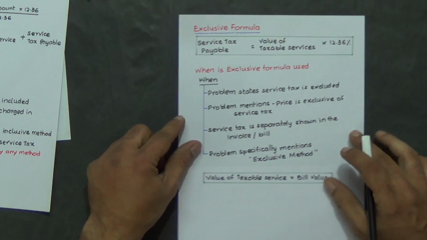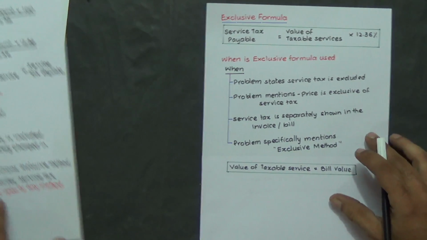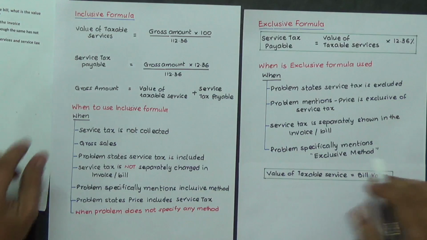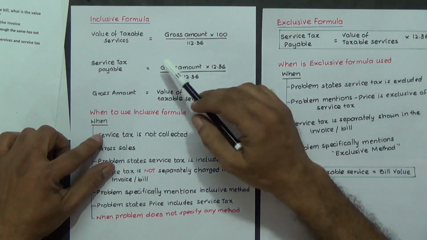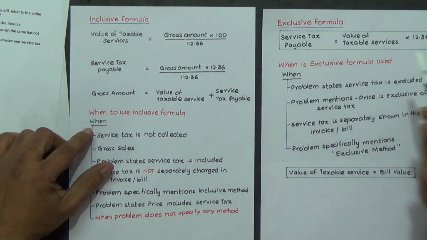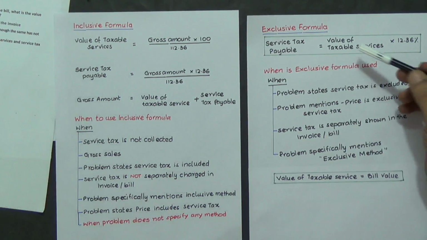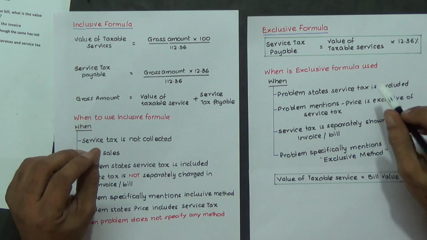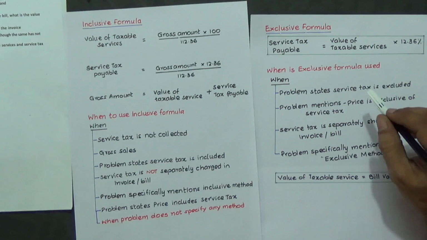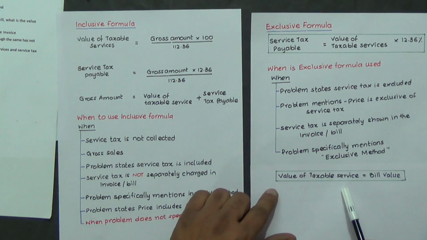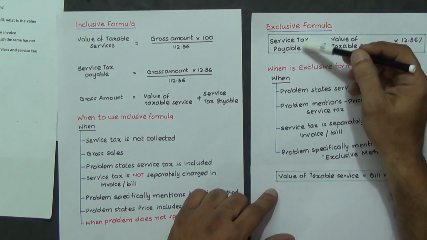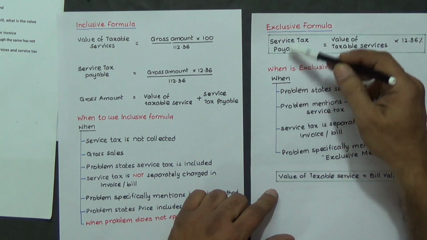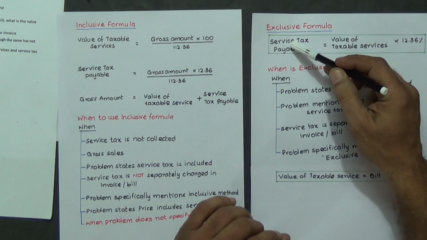The whole thing about service tax is there are two formulas which rule the whole act. One is called the inclusive formula, the other one is called the exclusive formula. So if one memorizes these formulas, there are only two questions asked. Any question asks for two items: what is the value of taxable service, and what is the service tax payable.